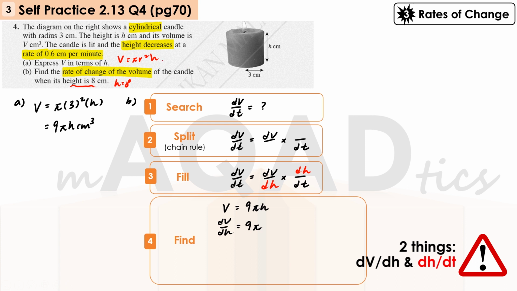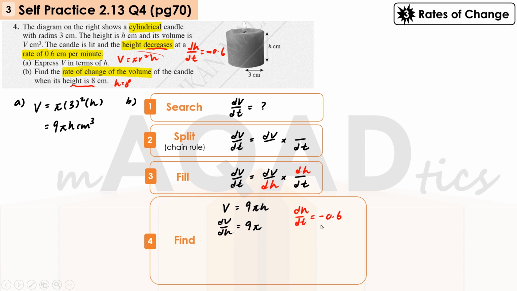Okay, so this means the dh over dt, because it's a rate of change, is 0.6, right? But it also says decreases. So for decreases, we need to put a negative there. Okay, a lot of students will miss out this negative, so please remember. Okay, so once we have these two values, then we can multiply them together, and this will be our answer. Negative 5.4 pi cm cubed per minute.